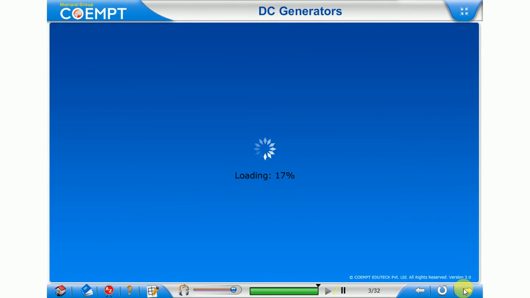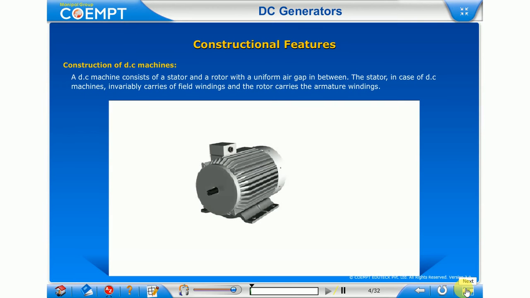Constructional features. Construction of DC machines. A DC machine consists of a stator and a rotor with a uniform air gap in between. The stator, in case of DC machines, invariably carries the field windings and the rotor carries the armature windings.